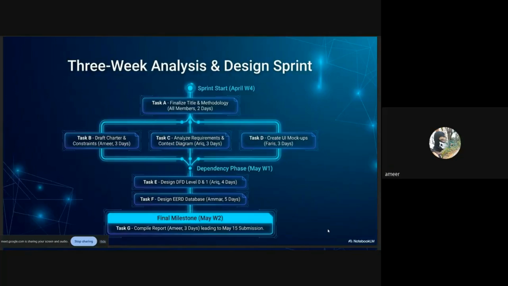Arik worked on requirements and context diagram. In task C, Faris drafted the initial UI mockups. In task D, yes, in task D.